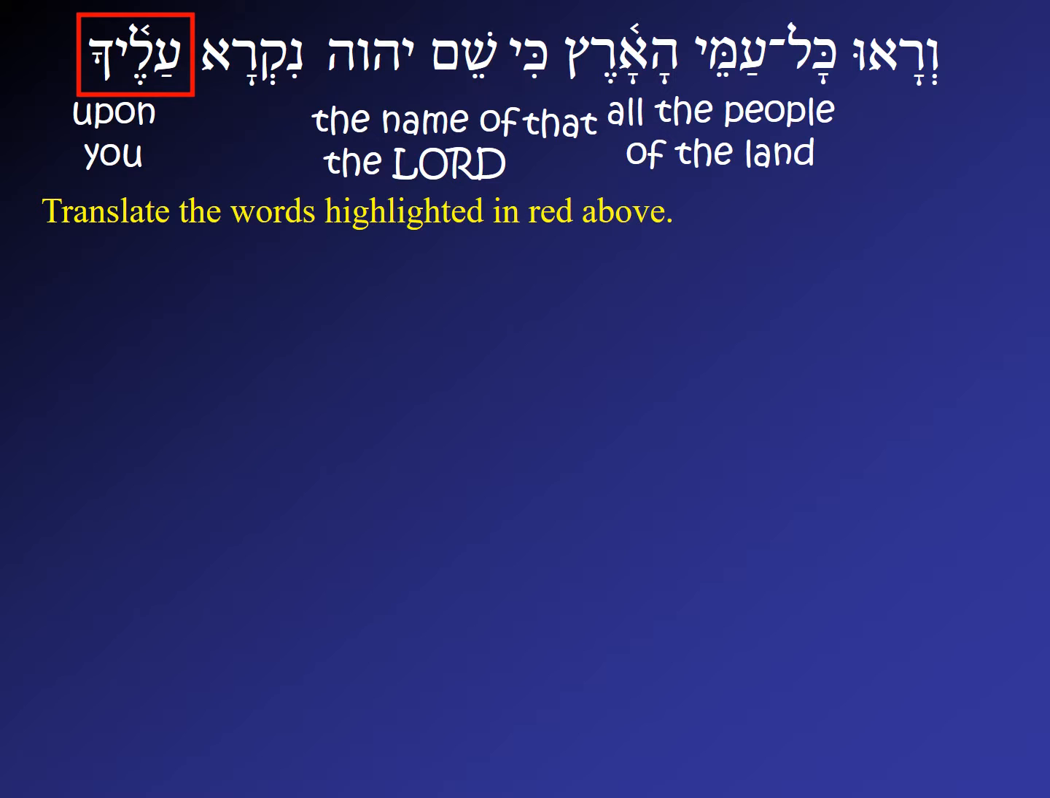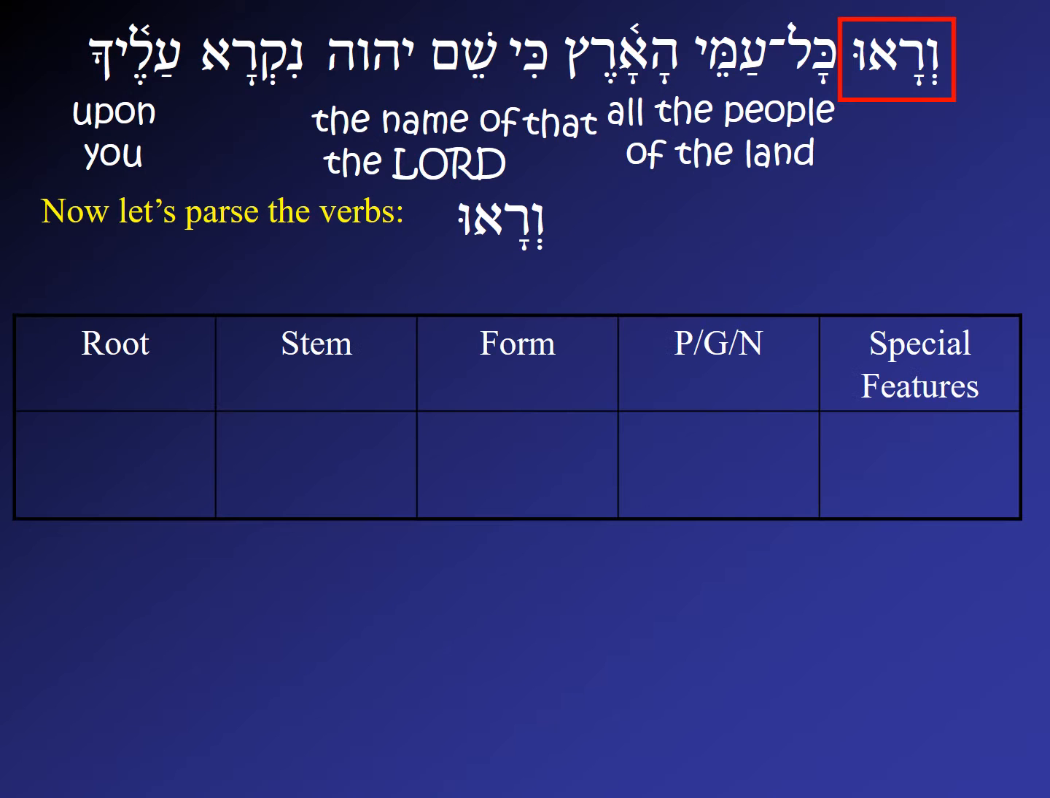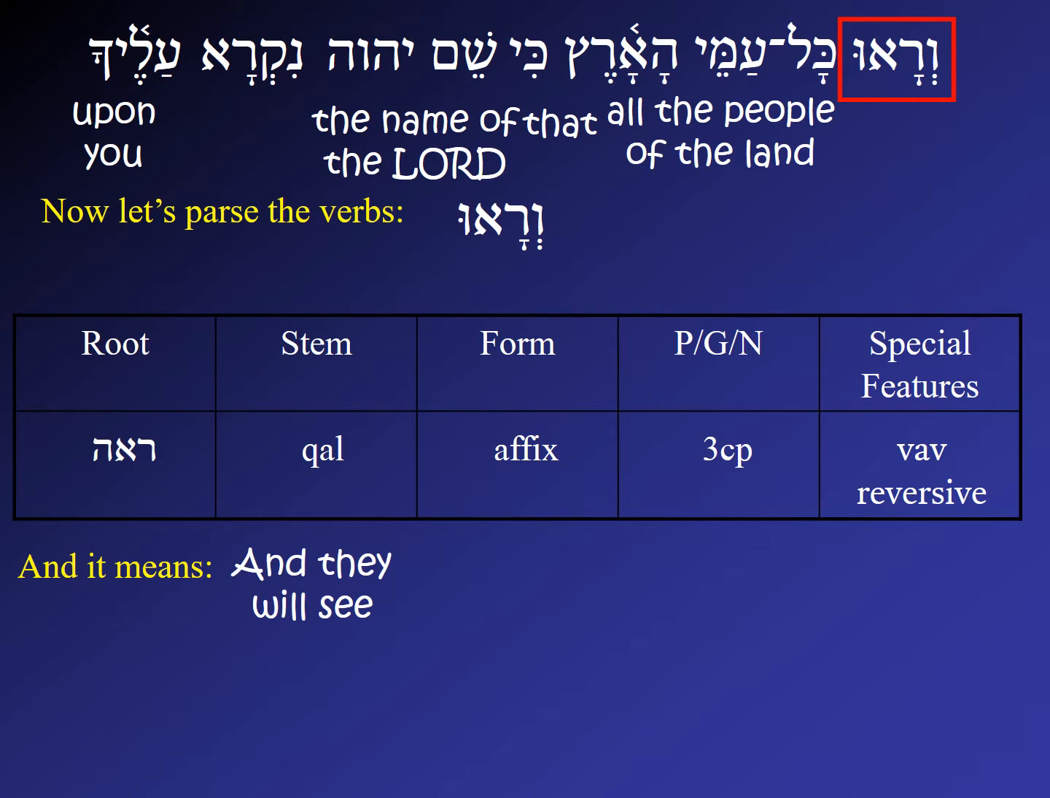So that leaves us with the verbs. Let's start with ve'ra'u. This one should be fairly straightforward for us. Of course, this is just the root ra'ah, third hey. The stem is kal, the form is affix, third common plural, here probably masculine. And then it has a vav reversive, ve'ra'u, meaning and they will see.